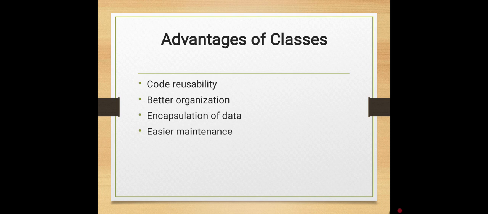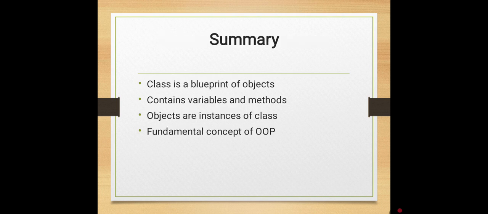Finally, in summary, a class is a blueprint for creating an object. It contains variables and methods. Objects are instances of classes, and classes are the foundation of object oriented programming. In the next session, we'll continue with more examples and deeper concepts.